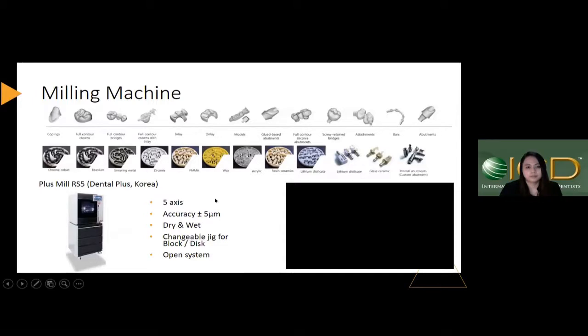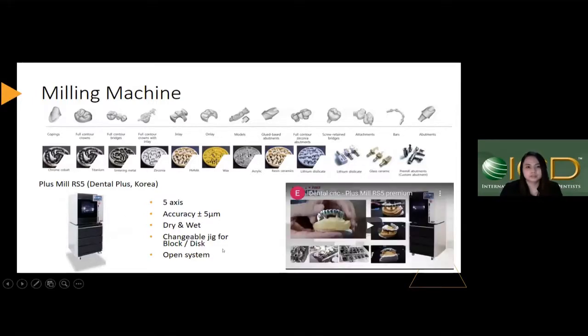Another milling machine example, this one is from Plus Mill RS5. It's also a 5-axis. It can mill dry or wet, and they have a changeable jig, block, and disc. And this is an open system.